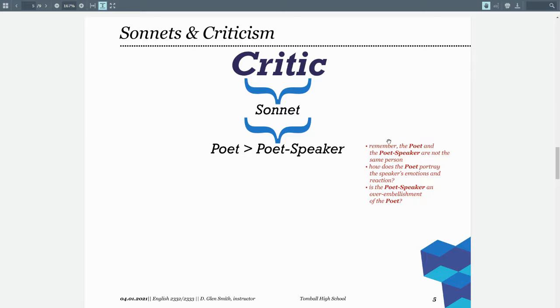Next, look at the relationship of the poet to the poet's speaker. Always remember, the poet and the poet speaker are not the same person. The poet speaker is a character that's being presented by the creative force of the poet or the author. And he or she's going to portray the speaker with various emotions and various reactions that generate a personality trait.